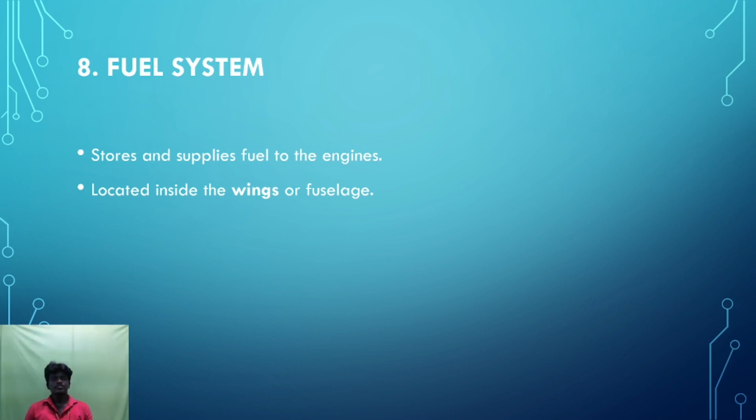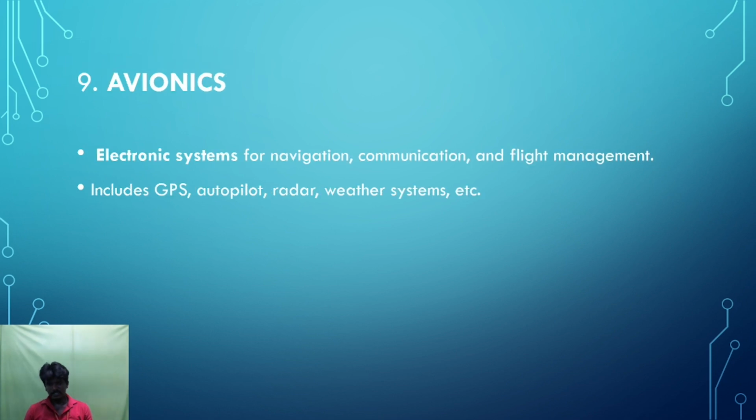Fuel system, it is very important. The fuel system stores and supplies fuel to the engines. It is located inside the wings or fuselage. And avionics, the electronic system for navigation, communication and flight management. Avionics is very important. It includes GPS, autopilot, radar, weather system and etc.